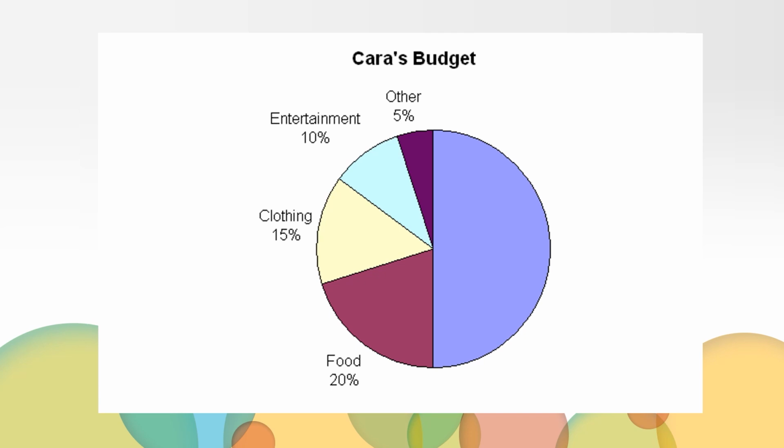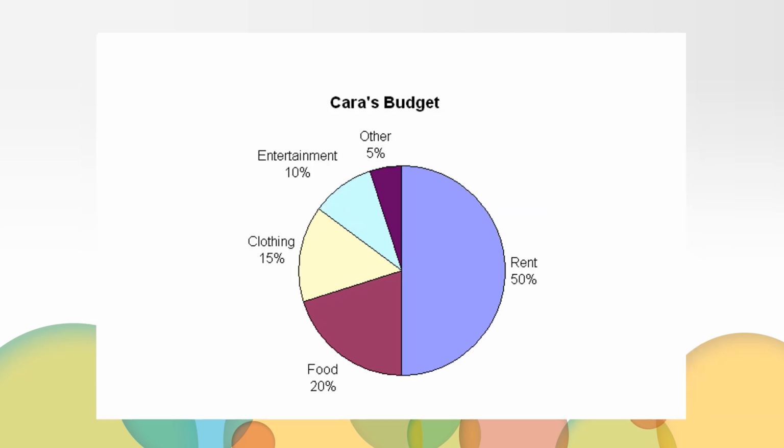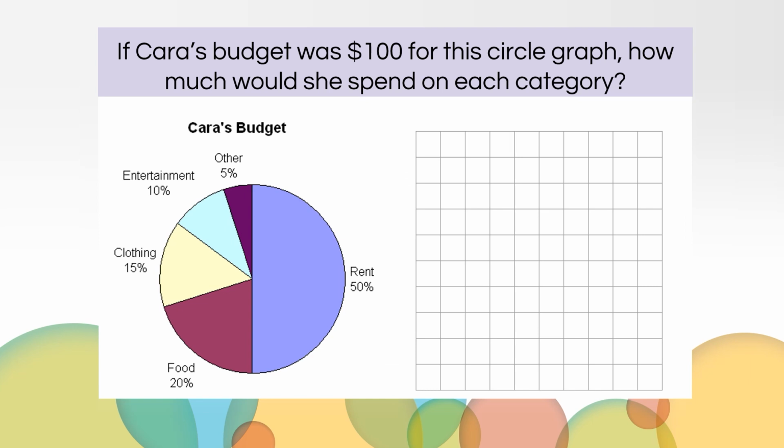Imagine that this grid square represents Kara's entire $100 budget. If rent was 50% of Kara's budget, it would be 50 out of the 100 squares. We can see that Kara spent 5% of her budget on other things. That means that 5 out of the 100 squares represents the other category.